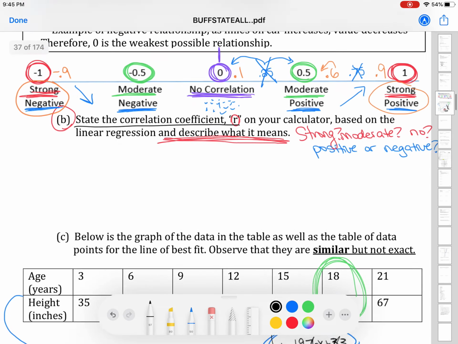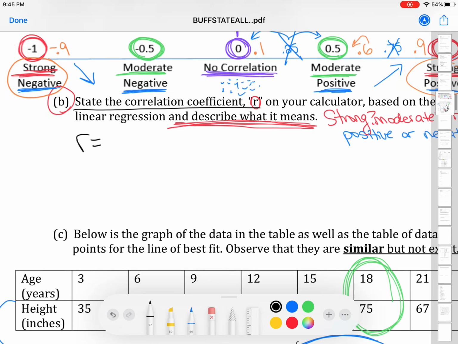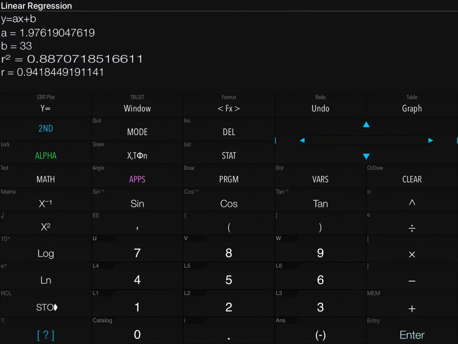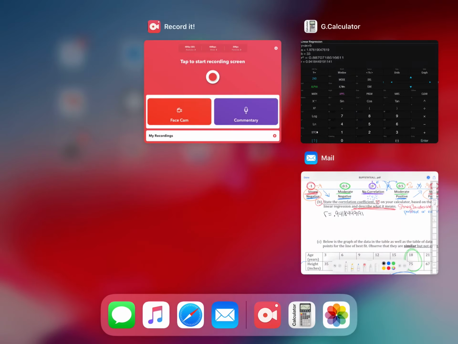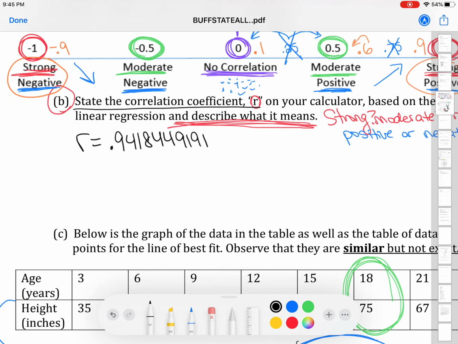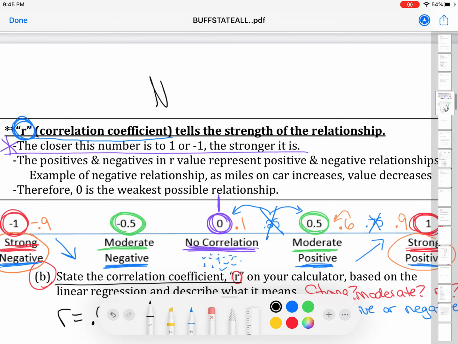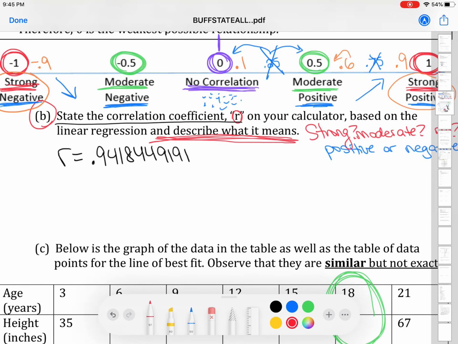So the first part of this correlation coefficient question is to just state the R value. So from the calculator, I'm just going to write what the R value is. It was 0.9418449191. Just double check that. Oh, 0.9418449. Yeah, that's right. It's a little bit longer, but that's plenty. Okay, so that was just stating it, and I'm going to add to your notes just so you remember, never ever use R squared, ever. Okay, it's always just going to be the R value.